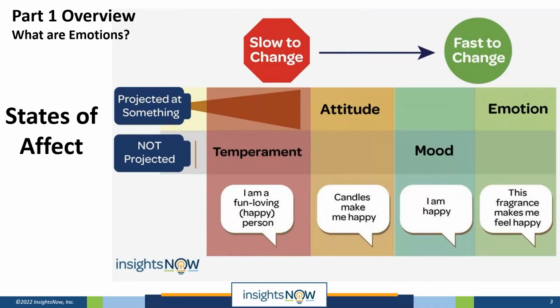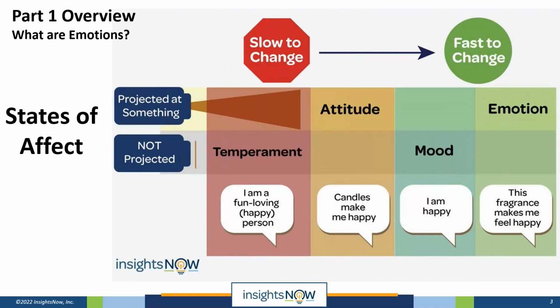And just a real quick recap, this is organized from slow to change to fast change. Your temperament, your personality, is very slow to change. Your attitudes, again, a little slower to change. Your moods and emotions, much faster to change. You can tell the difference between the slow and fast ones by looking at whether they're projected at something or not projected. Your temperament is about who you are as a person. There's no projection, but your attitudes about products, about people, about brands are projected on those elements.